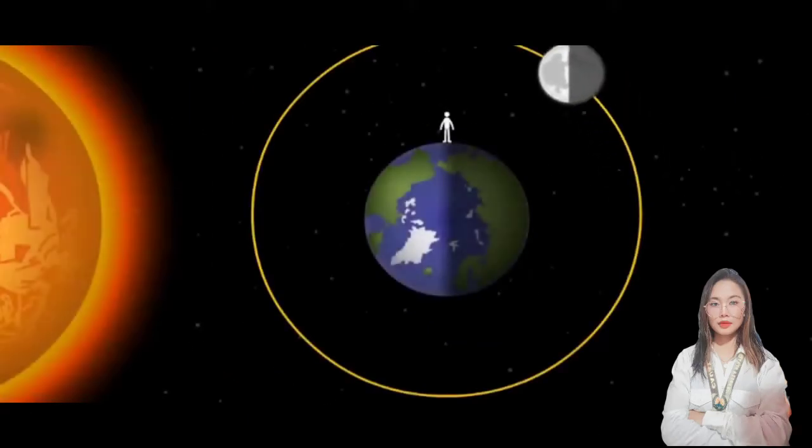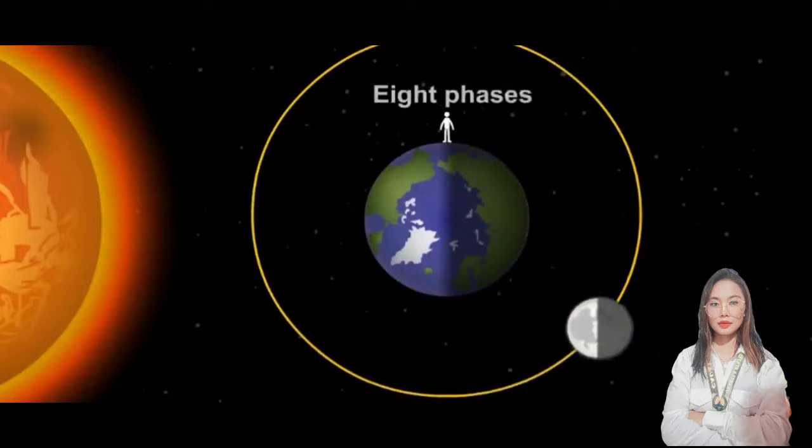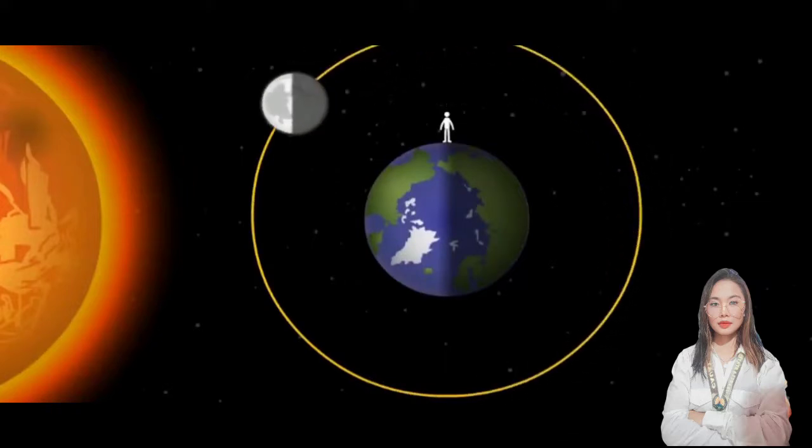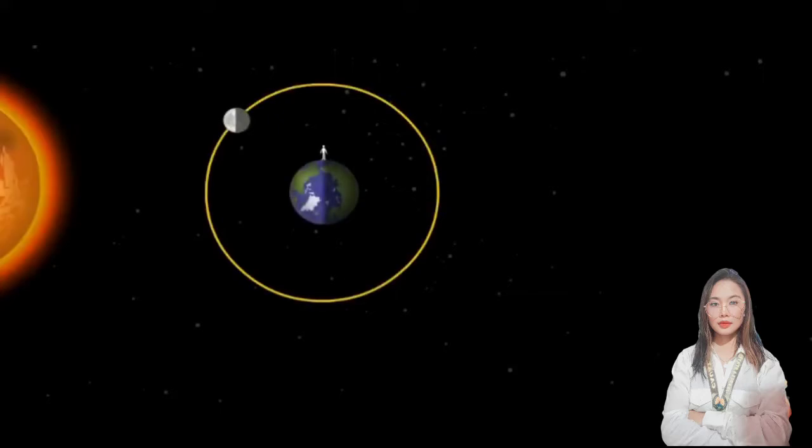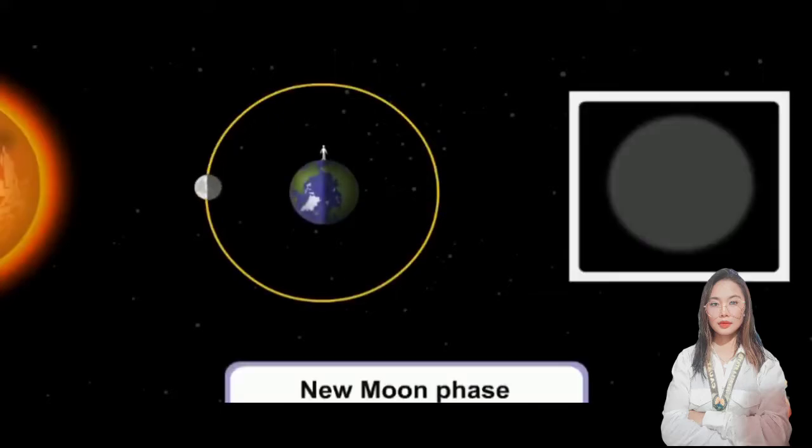Based on what we just learned, let's look at the different phases of the moon. There are 8 phases in all. We'll now explore each phase of the moon. The lunar cycle begins with the new moon phase. When the moon is not visible from the Earth, this is because the half of the moon that faces away from the Earth is lit, and we only see the dark half.